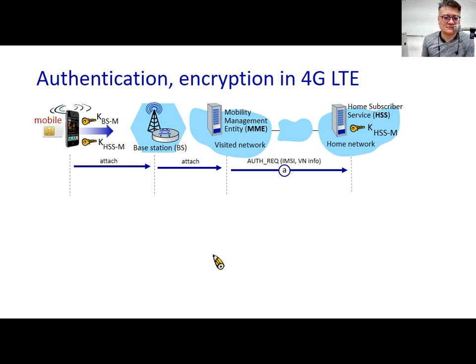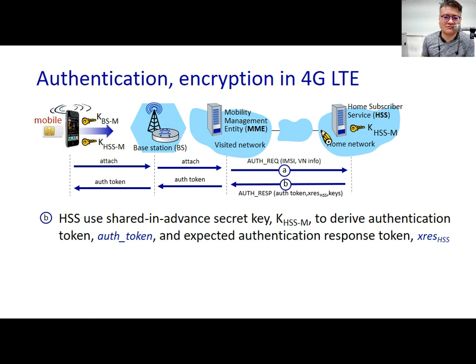Then in this step, the home network sends the authentication response, the authentication token. The HSS uses the secret key shared in advance between the HSS and the mobile to derive the authentication token, and the expected response to the authentication token.